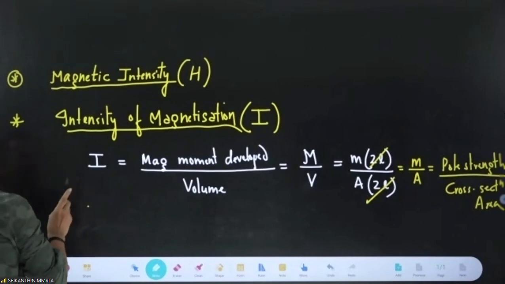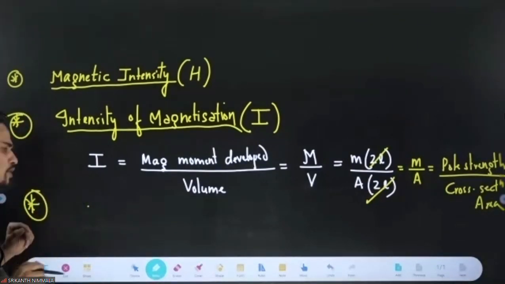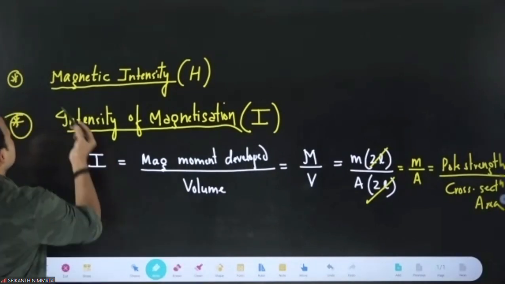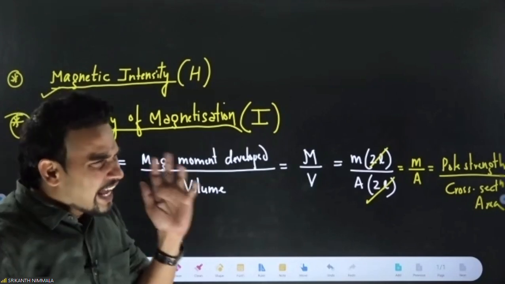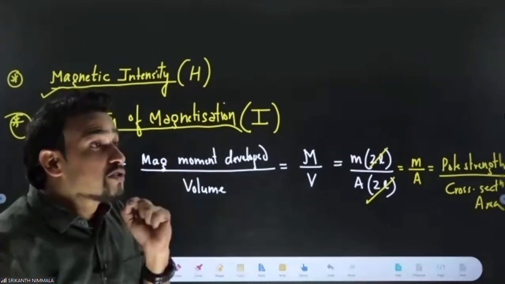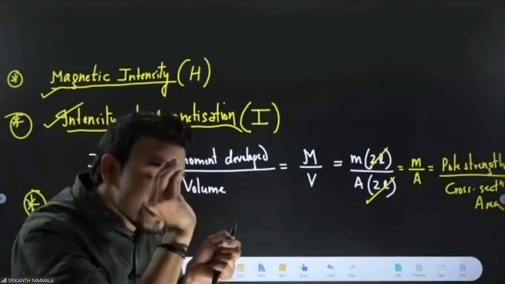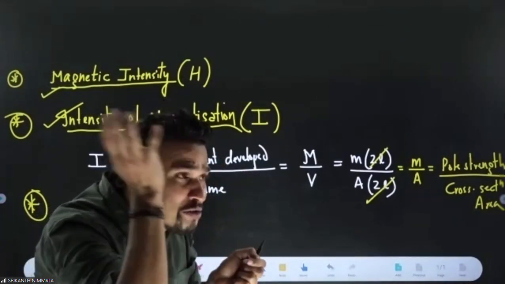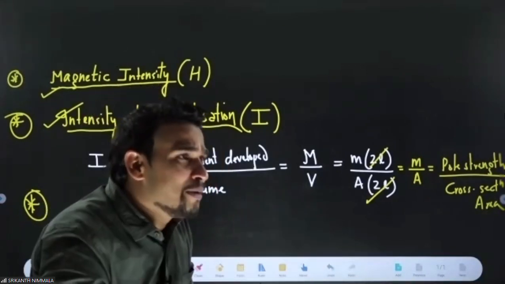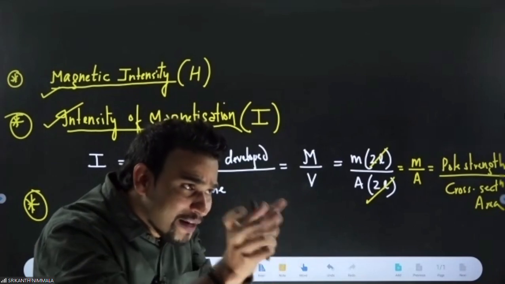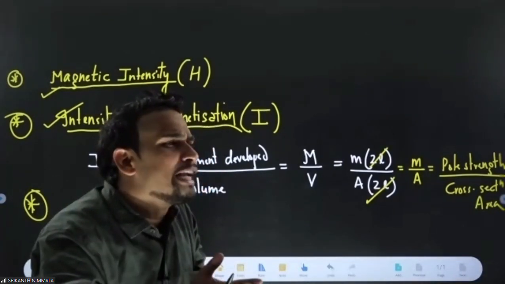Now you tell me, I am going to define a third quantity. Will this H and I also be related? If you apply more external field, more magnetization will happen. So H and I will be related, because due to H only I is coming. If your H is more, I will be more. Always remember both will be directly proportional. And there we talk about one quantity which is known as magnetic susceptibility.